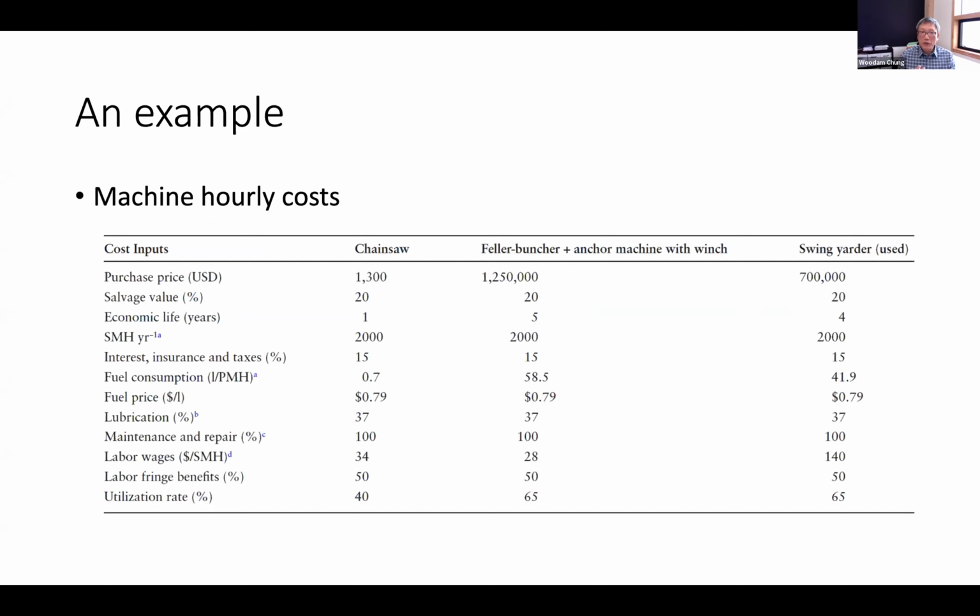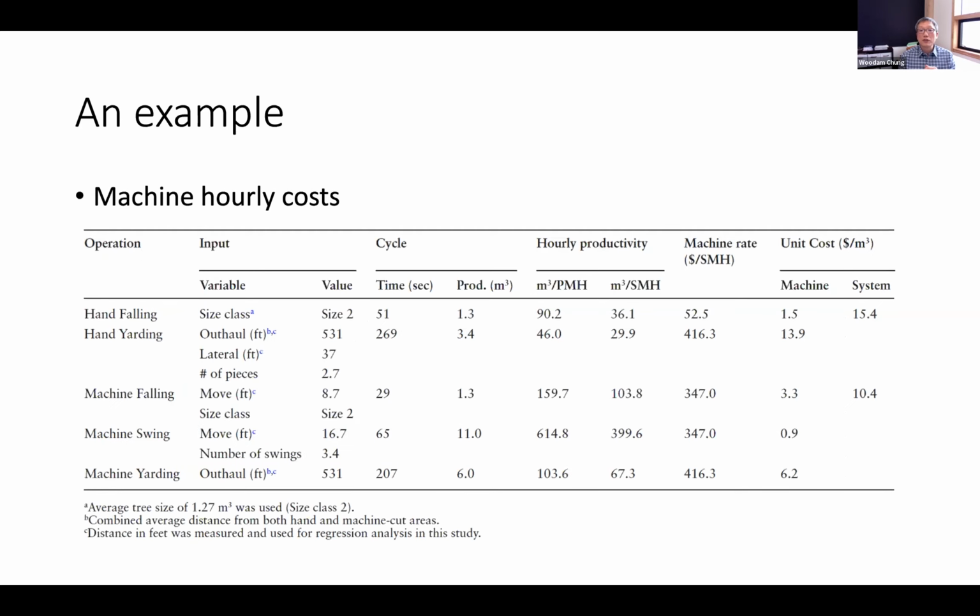In terms of cost analysis, this is the data we collected to estimate machine hourly costs. And then as a result of that, here you can see machine rate here. That's the machine hourly cost. So hand falling about $23 per hour, and machine falling, it's very expensive. So it's about $350 per hour we have to pay to be able to use it, the anchor machine as well as the tethered fellow buncher, okay, and so on.